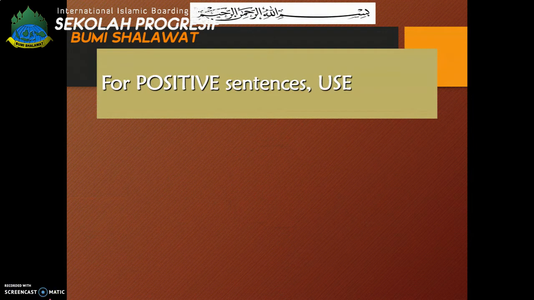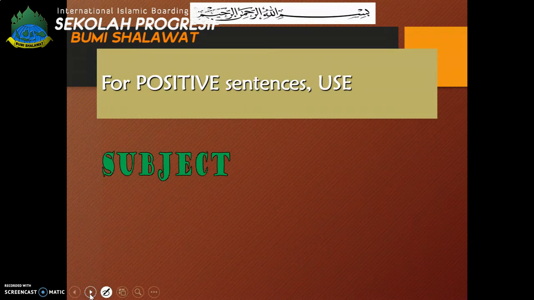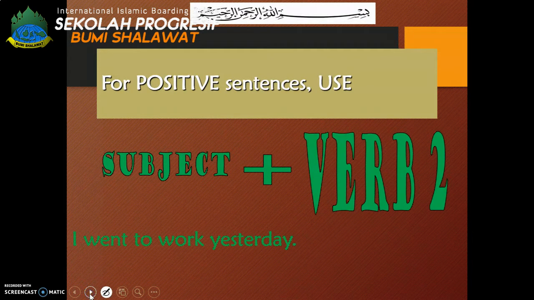What about the rules for making a sentence in simple past tense? The first is for positive sentences. The rule is subject plus verb 2. For example, I went to work yesterday. Look at here. I is the subject, and then went is verb 2. I repeat again. I is the subject, and then went is verb 2. So the rule is subject plus verb 2. Remember.